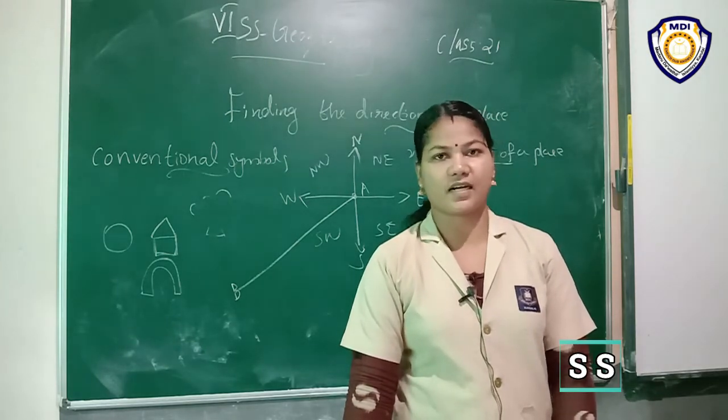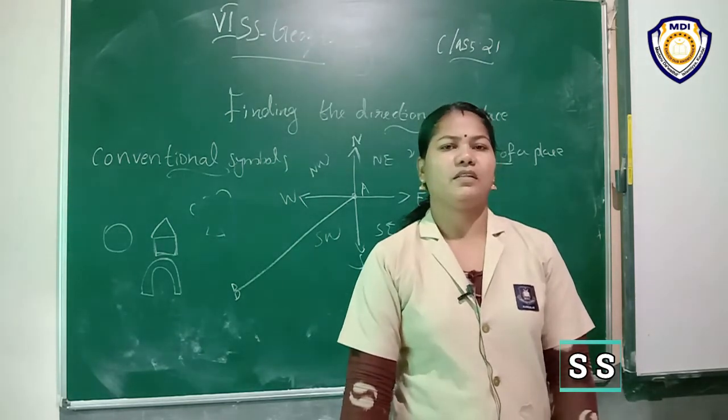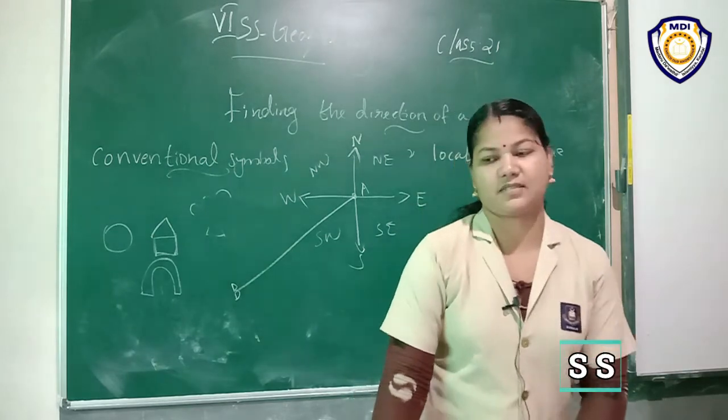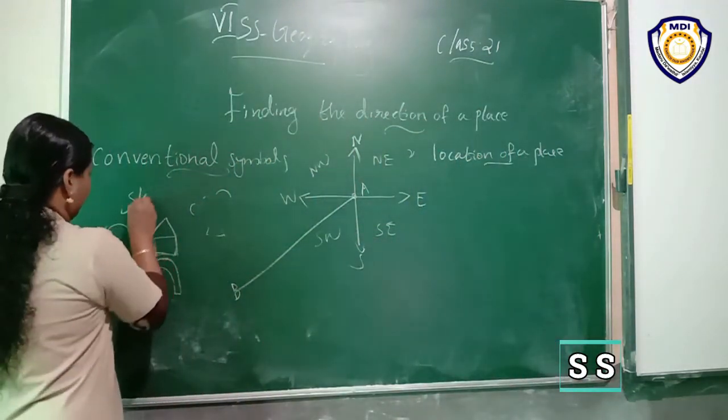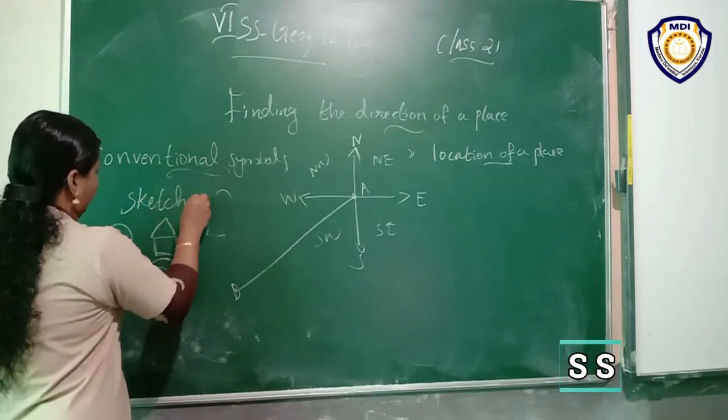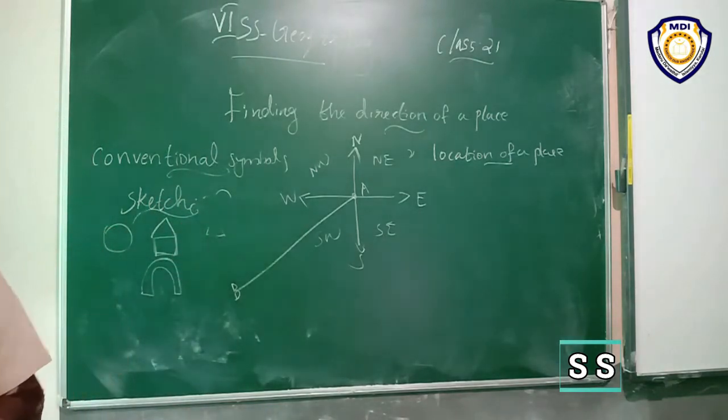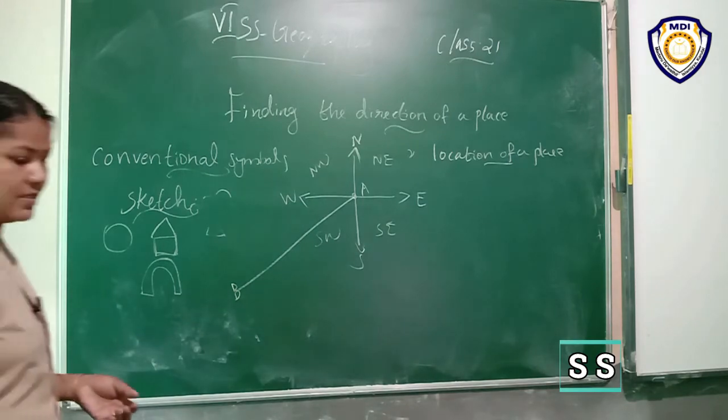Is it clear what conventional symbols are? Okay, then we want to discuss sketch. What is our next topic? Sketch. Here we already discussed the conventional symbols. Then we want to discuss sketch.